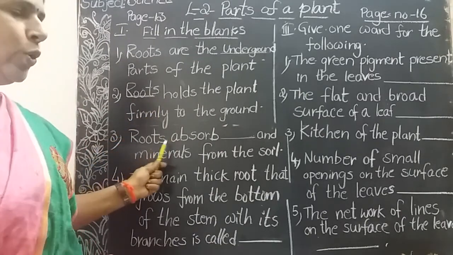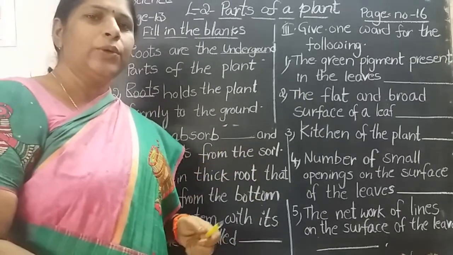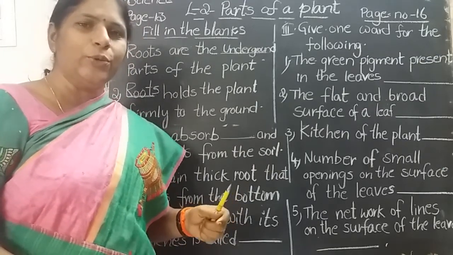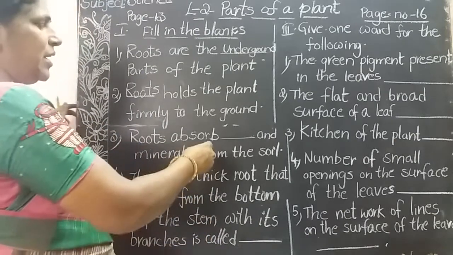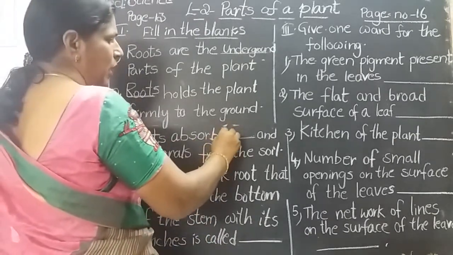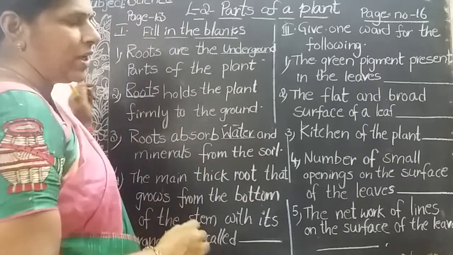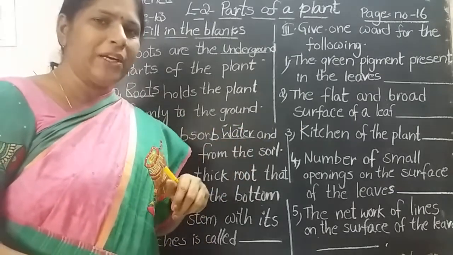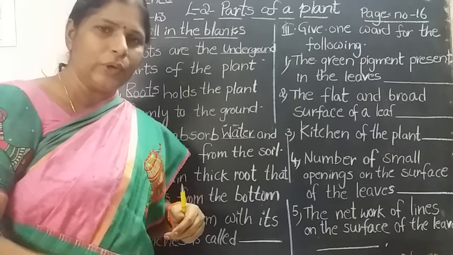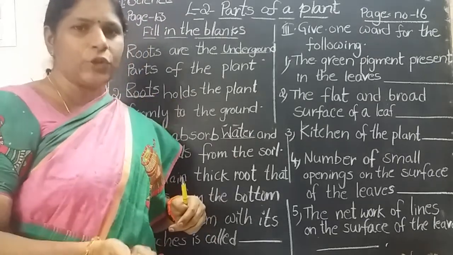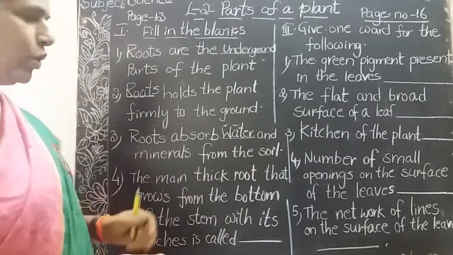Third question: Roots absorb water, minerals and nutrients from the soil. If you pour water to plants, the water reaches the ground. Which part grows under the ground? Root only. So roots absorb water from the soil. Is it clear?